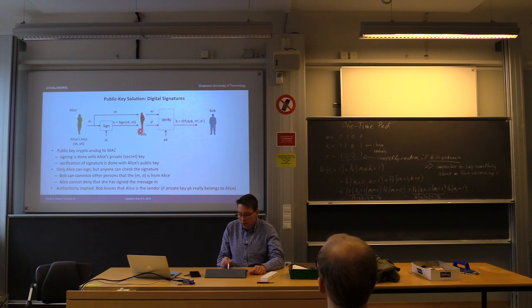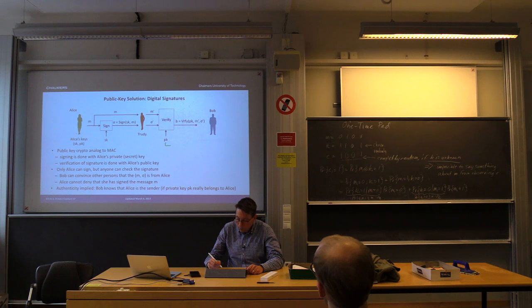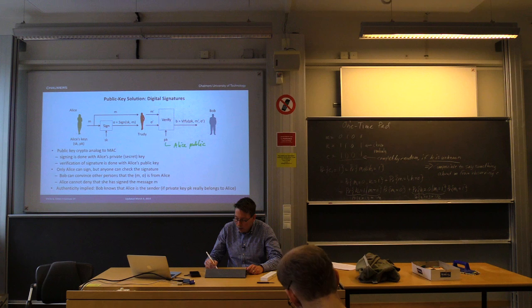Okay, and then it goes over the channel, and Trudy might manipulate M into M prime and sigma into sigma prime, and then Bob has an algorithm at the receiver which verifies that M prime has not been tampered with, and it's fed with the public key of Alice. So this is Alice's public key. And then we can verify this.